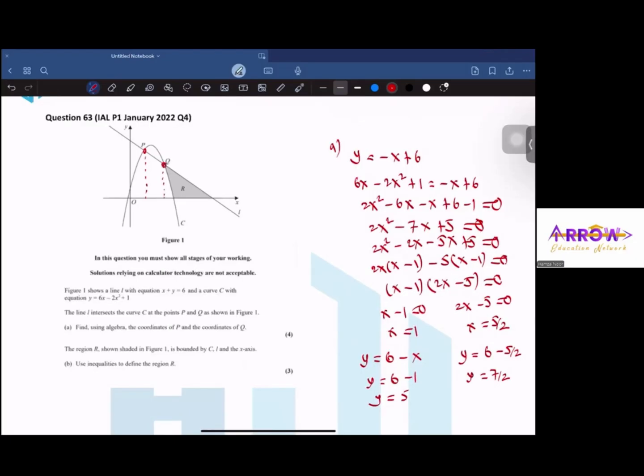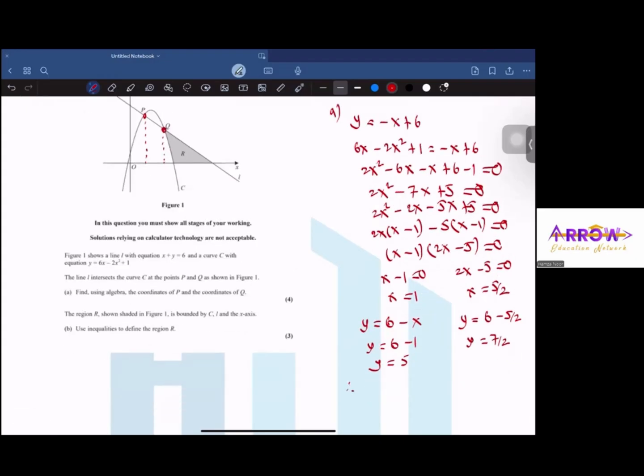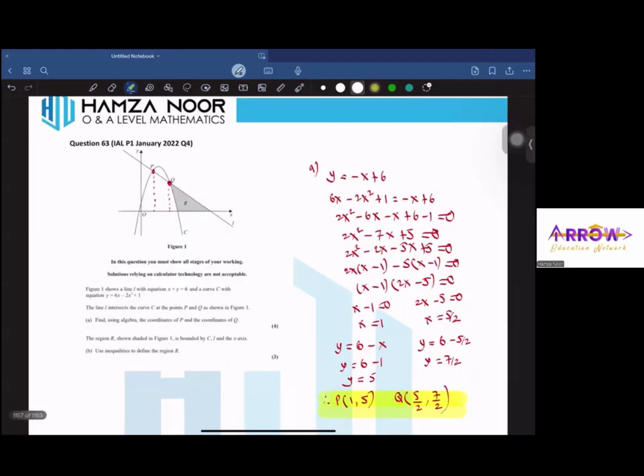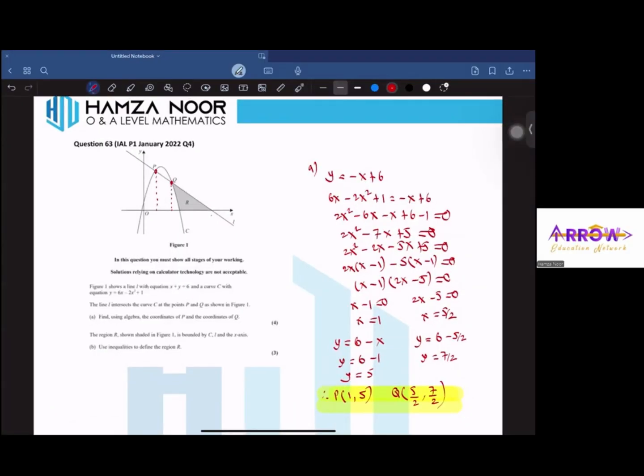So therefore we can say that the coordinates of P are 1 comma 5 and the coordinates of Q are 5 over 2 comma 7 over 2, or you can say 2.5 comma 3.5, same thing. So this was the solution of part A. After this we have part B.